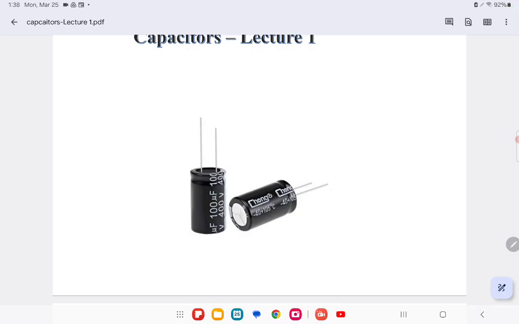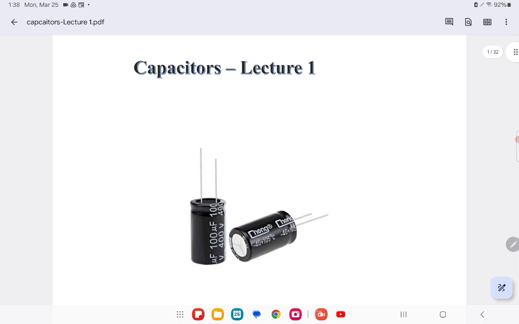Hello everybody. Today's lecture will be on capacitors. So we're going to delve into the fascinating world of capacitors. So what exactly is a capacitor?